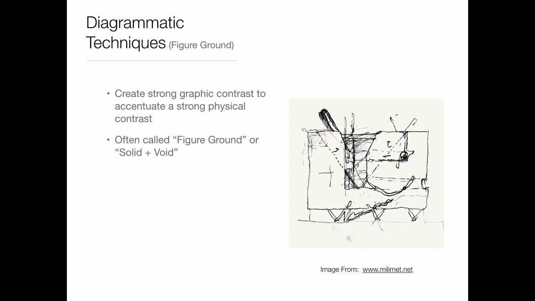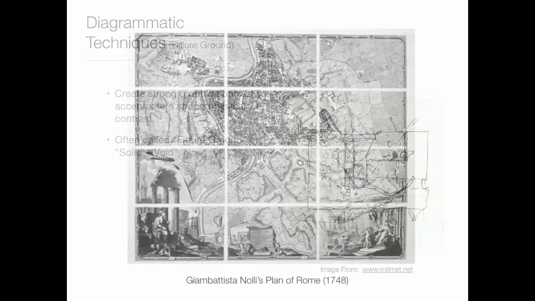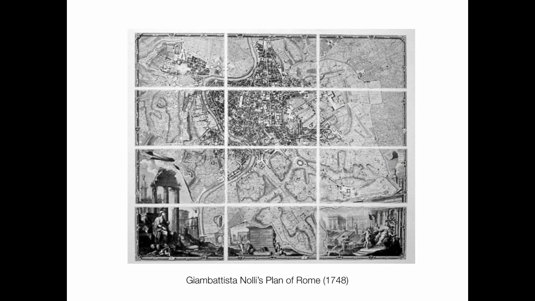So let's start with the figure ground. And the figure ground is really about creating a strong graphic representation of a dichotomy, public versus private, right? Two things that are opposites. And how do we show those two things, right? The solid and the void.